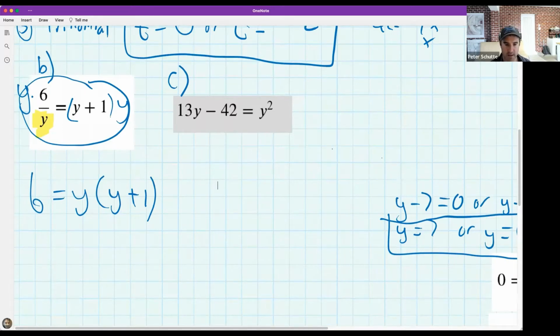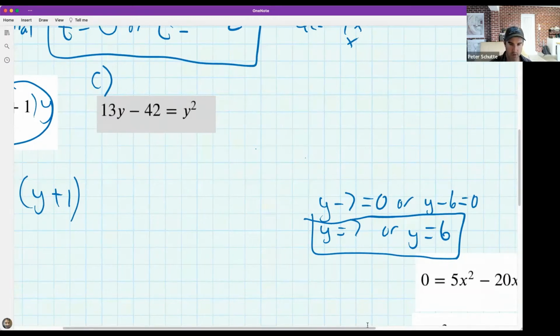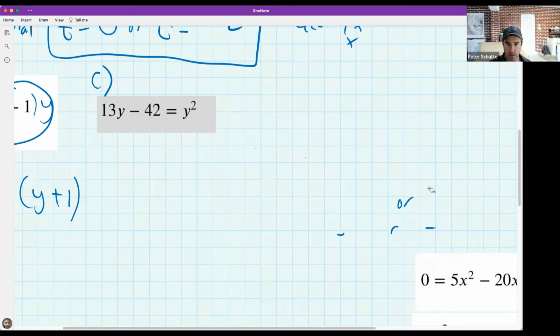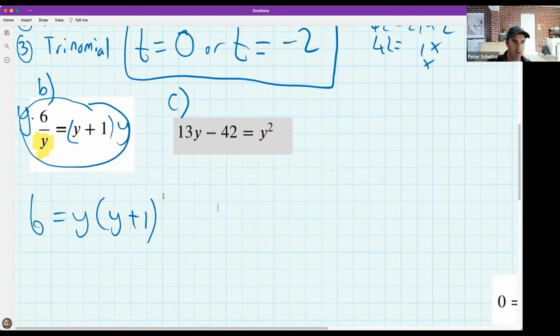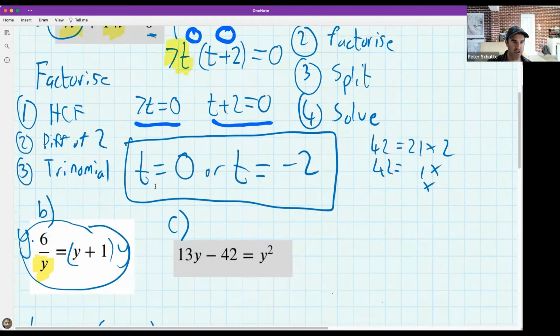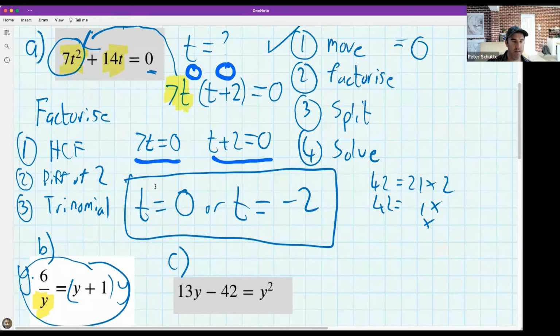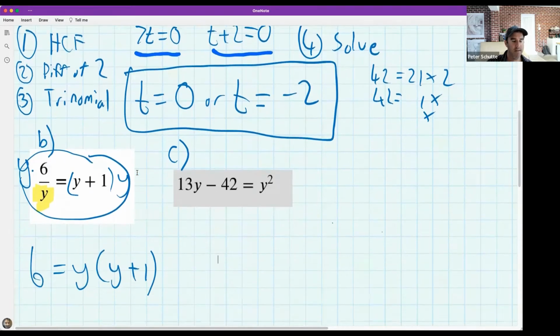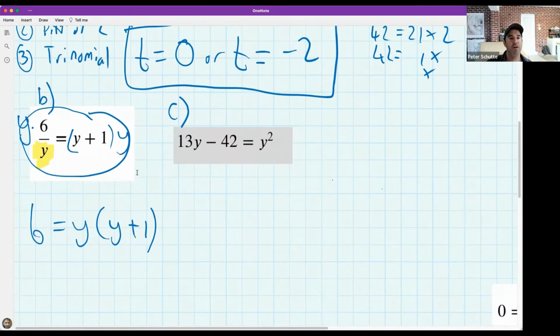Hi, sir. Can I please ask, for the first one, is there any other way that you could answer that question? Because this one that I'm seeing right now, I don't know how to do it. Okay. When you say any other way, are you talking about the very first question of the day? Like one that I'm looking at now, 7t plus 2? No, the 42 one. Yes, the 42 one. 13y minus 42 equals y squared.